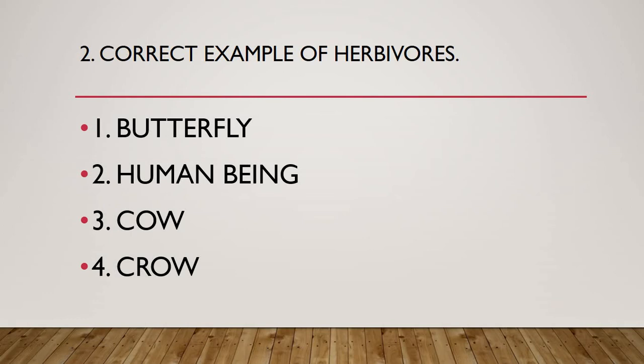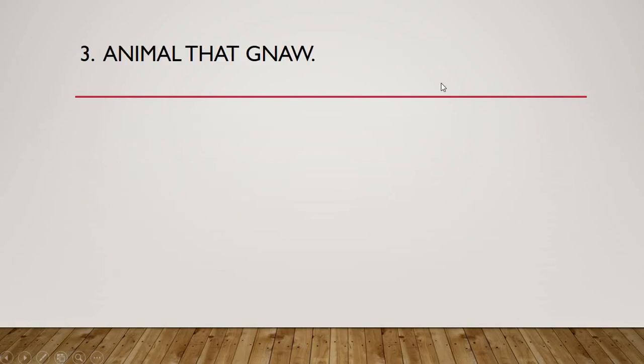So if you have written your answer, and I hope that you are doing your work seriously, let's see what the correct answer is. The correct answer is cow from the options. See, butterfly is not a herbivore. Human being, I explained to you. Crow, it can eat insects, so it is not totally herbivore. So the correct option is cow. So please repeat it after me. Correct example of herbivores, answer cow.